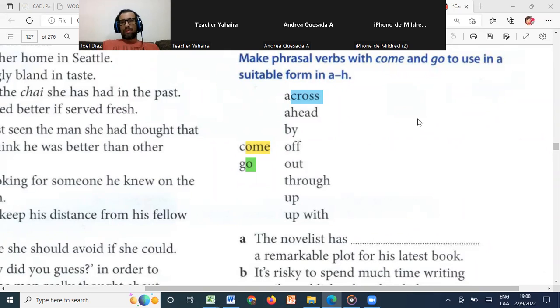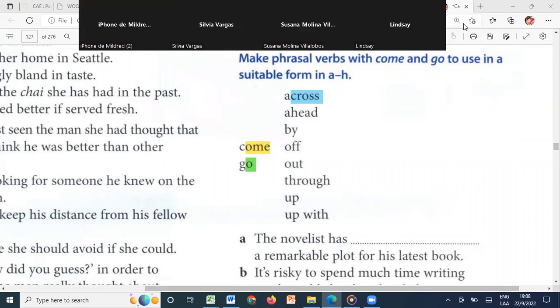Okay, what about up? Who's next? I think it's Susana, right? Well, Susana, welcome, and Lindsay. Just for you guys to know, we are seeing these phrasal verbs, and we are determining which one goes with, for example, come, and which ones go with go, right? So we're just seeing that right now.